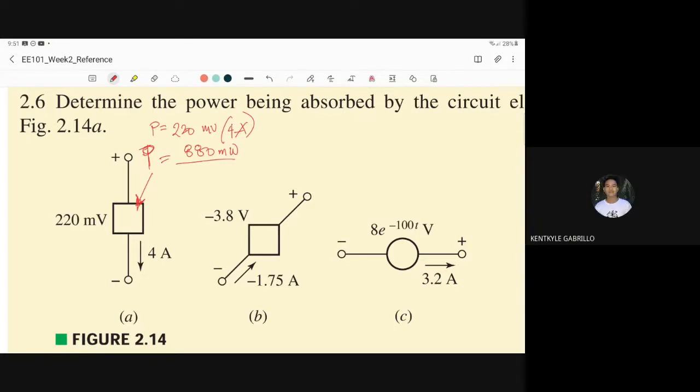$6.65. 6.65 amperes? How much is it? 6.65. They used a calculator. Yes, sir, 6.65 watts. So this is the power absorbed by the circuit. Do you all agree?